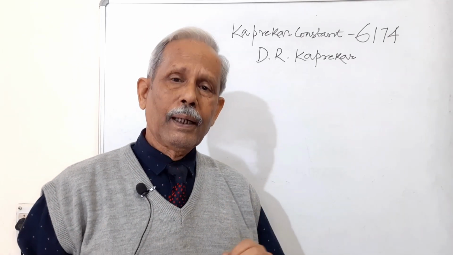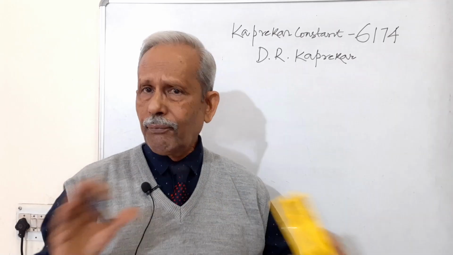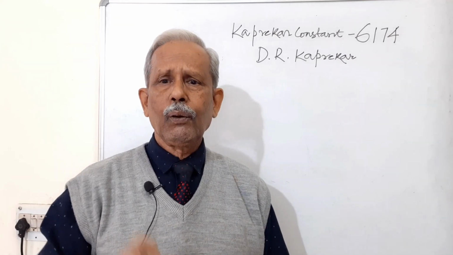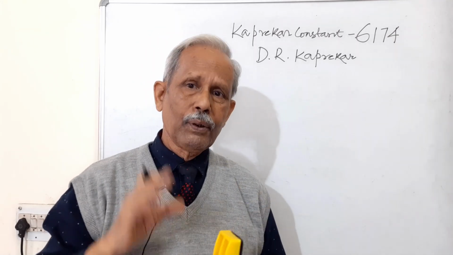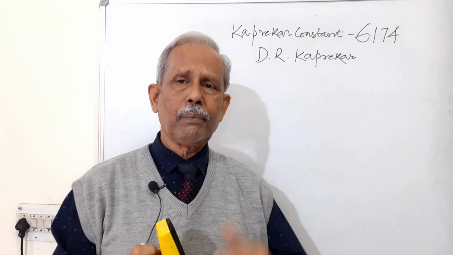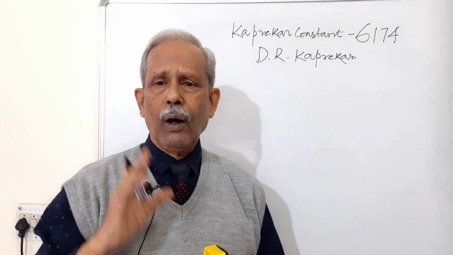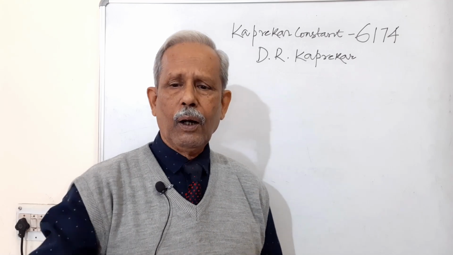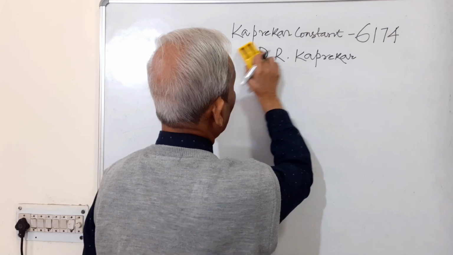He found that if you repeatedly perform a simple process, discovered by him, on any 4-digit number with at least two different digits within, you will always reach one final number, 6174, and that is what is called the Kaprekar constant. Now let us see how it works.